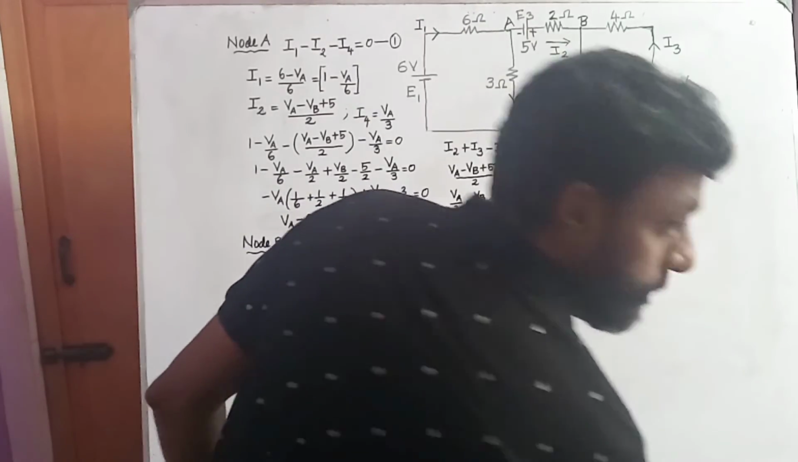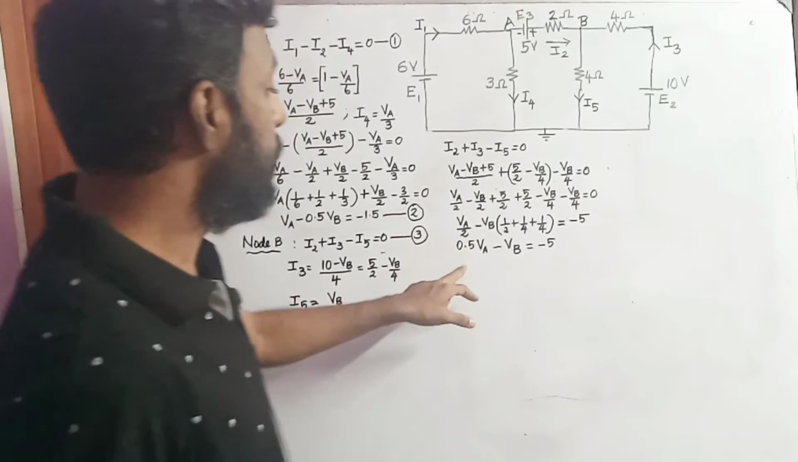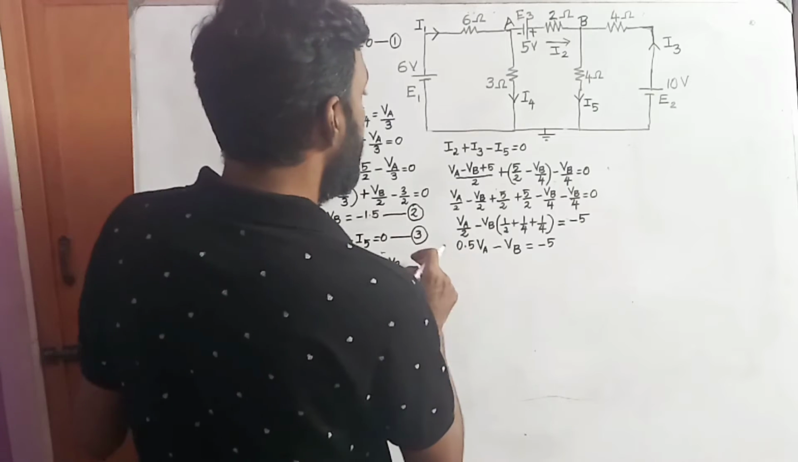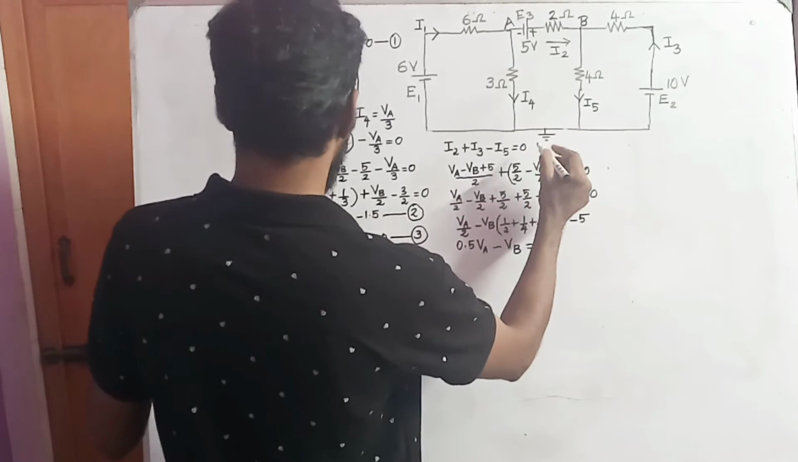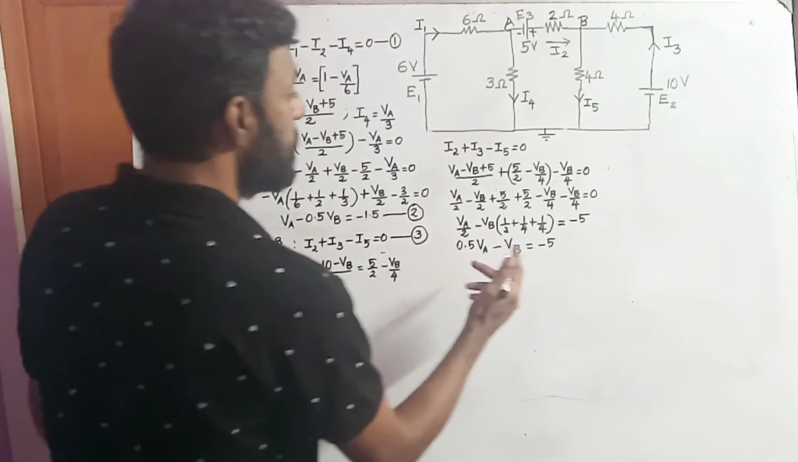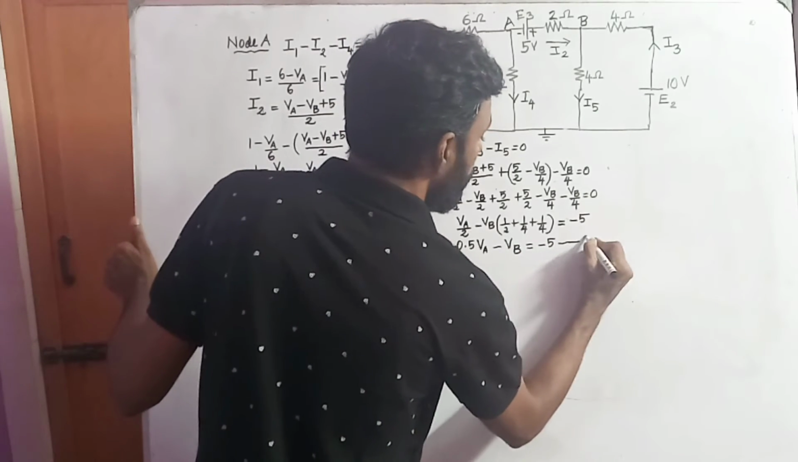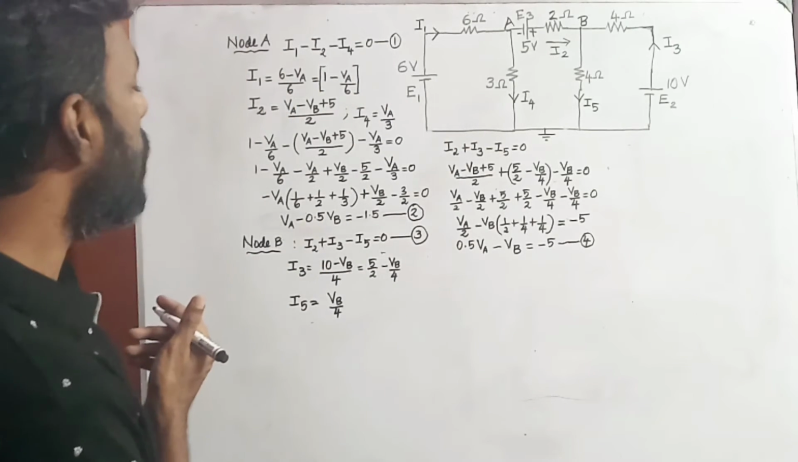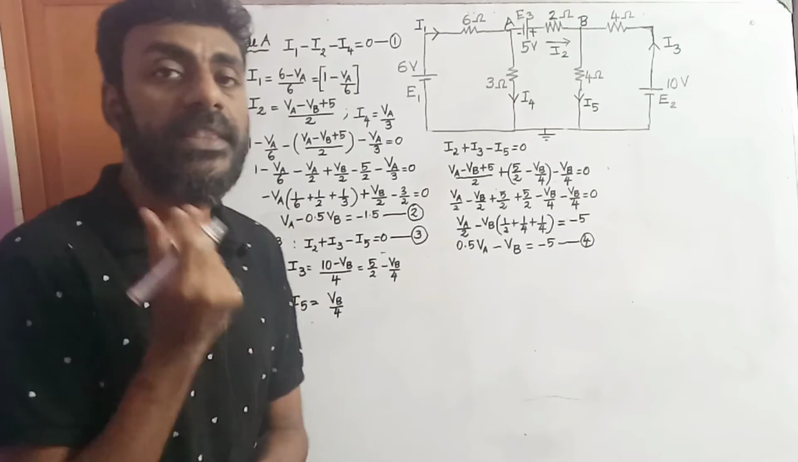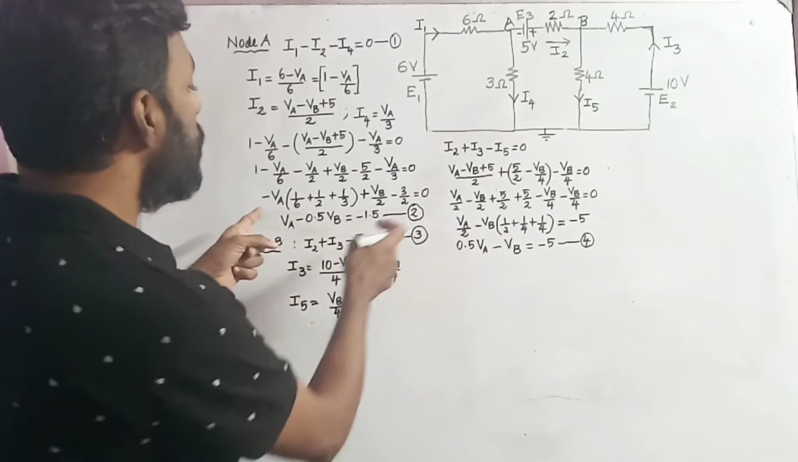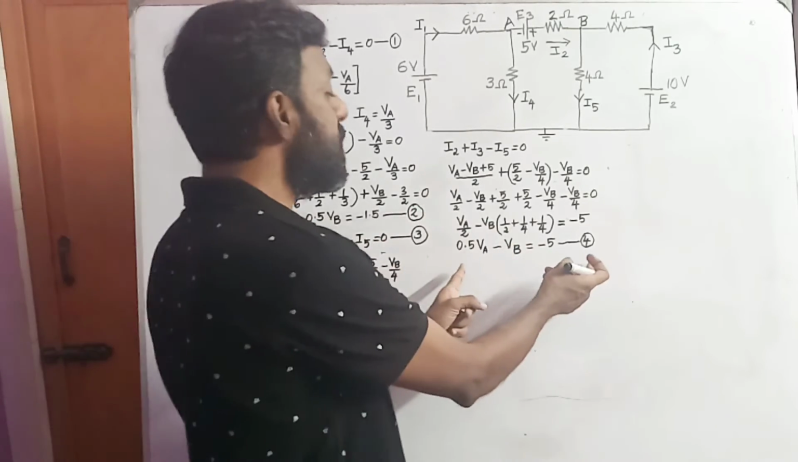So 0.5 VA minus VB equal to minus 5 will be equation 4, if the previous one is considered equation 3. Now you need to find the value of VA and VB. Here you have equation 2, and here you have equation 4.